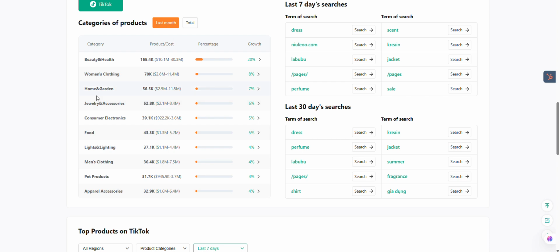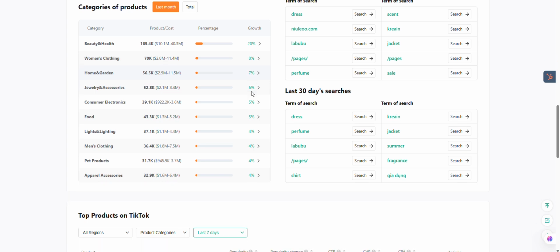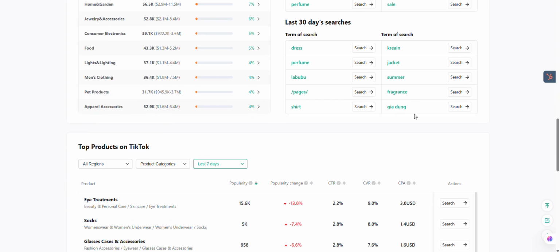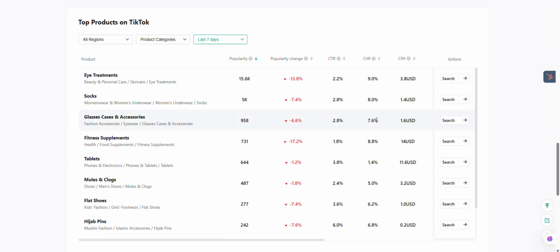The category of product, beauty and health, is growing at 20%, and women's clothing at 8%. These are the categories that are searched very well and growing every day. And the last 7 days' searches include dress and others, and these are the searches that people are doing to find a winning product.